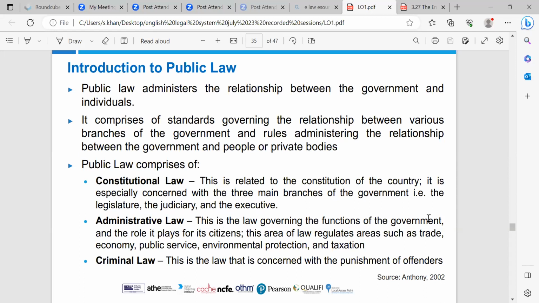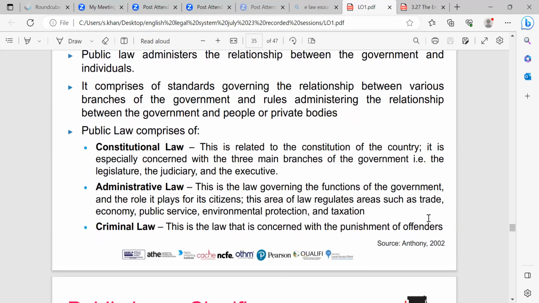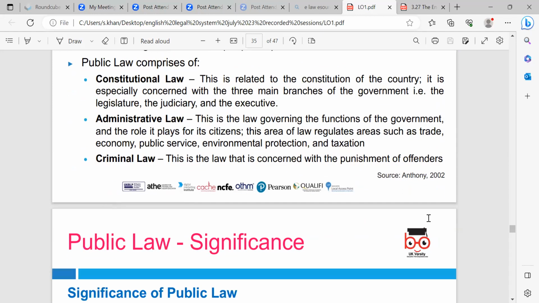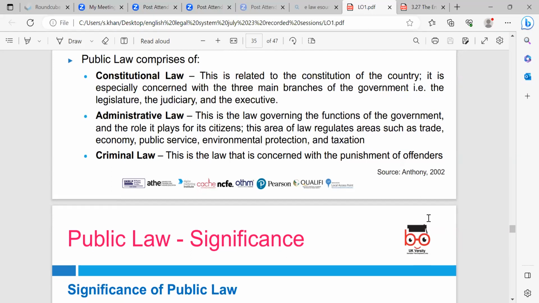Administrative law is the law governing the functions of the government and the role it plays for its citizens. This area of law regulates such areas as trade, economy, public service, environmental protection, and taxation. And then we've got criminal law, which is concerned with the punishment of offenders. We've got other examples as well, like municipal law and international law, that come under the public law umbrella.